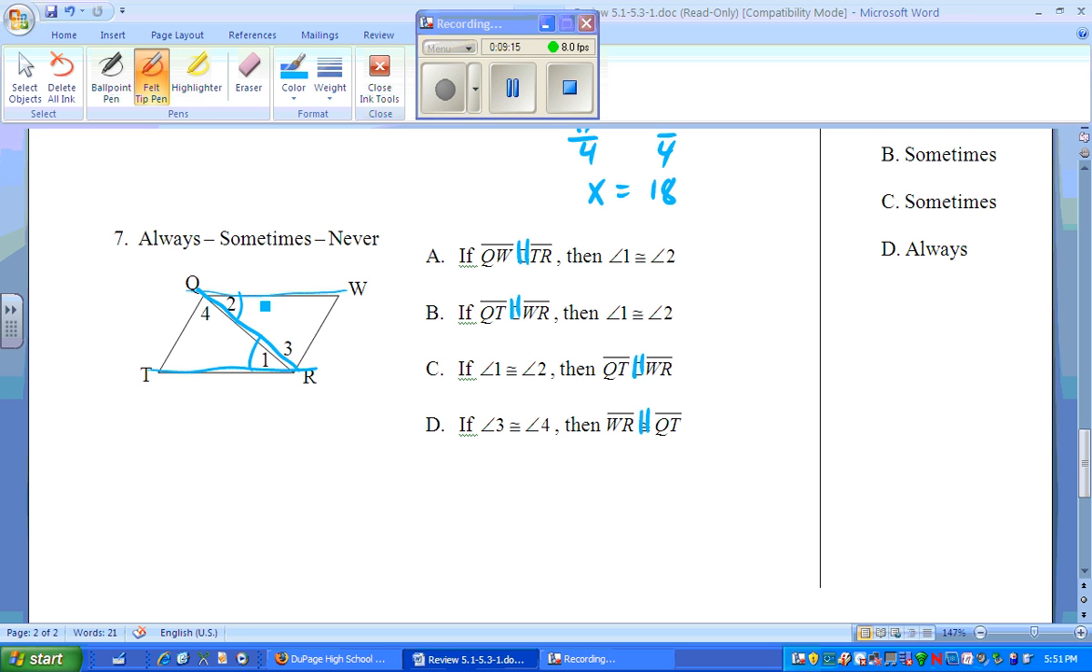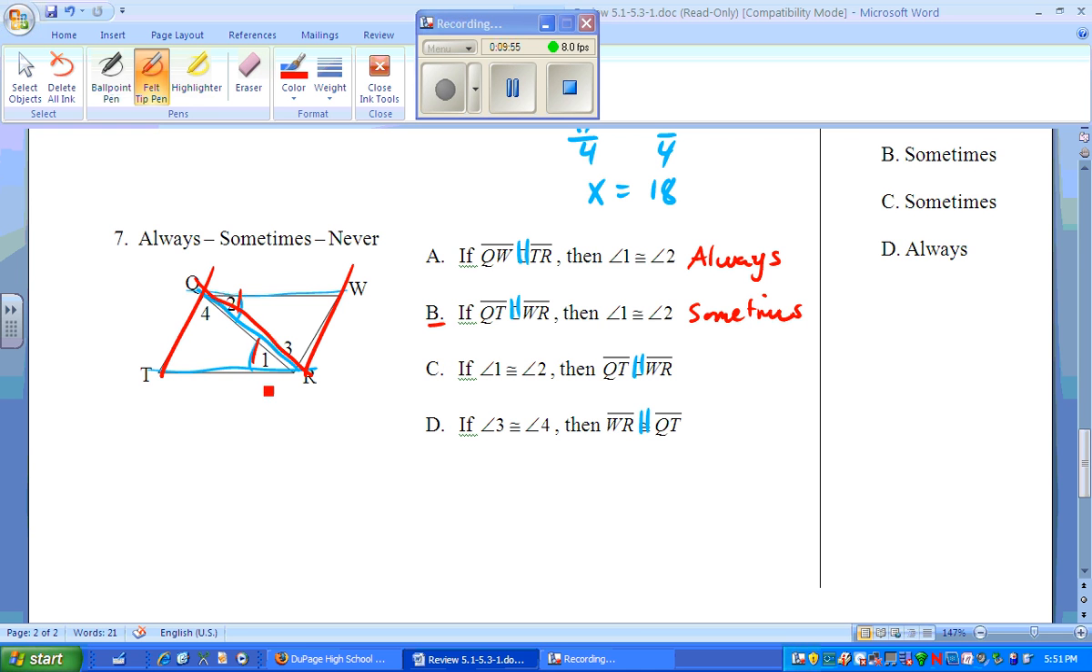In 2, if QT this time, let me change colors. QT is parallel to RW, and 1 and 2 are congruent. Well, we know that 3 and 4 are congruent for sure. These two possibly can be congruent. You don't know that because if these two sides are parallel, then it's a parallelogram, but we don't know that, so it could happen. So this ends up being sometimes, like it says in the answer column. It would be more of a no than anything, but there could be a possibility that it could happen.